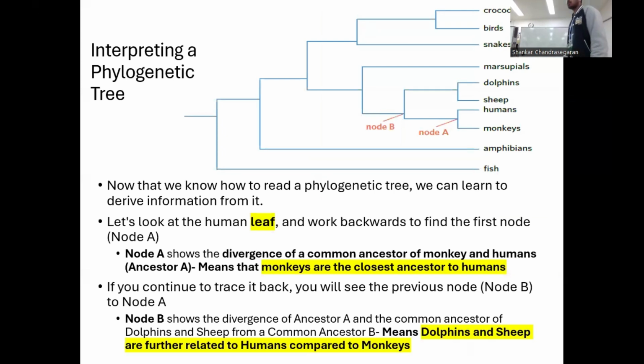Moving on. Once we can read and understand the features of a phylogenetic tree, we now need to be able to derive information from it. What can we actually understand from looking at what we're seeing here? Let's break it down. Let's look at the human leaf and work backwards to find the first node for the human leaf. We can find our first node right there. Specifically, let's zoom in.